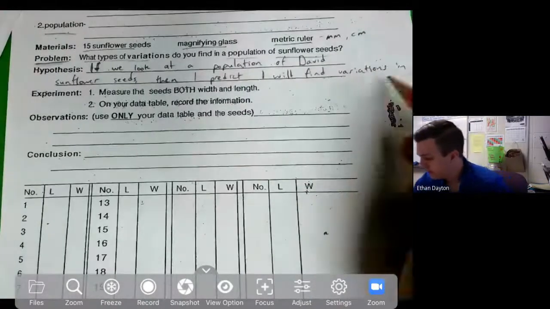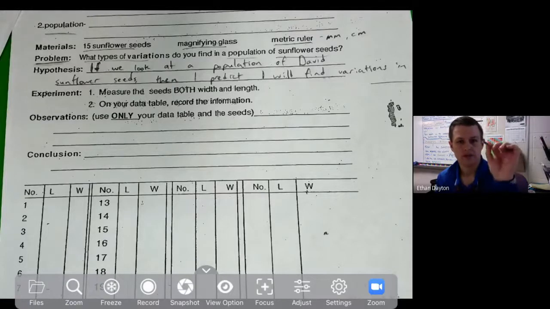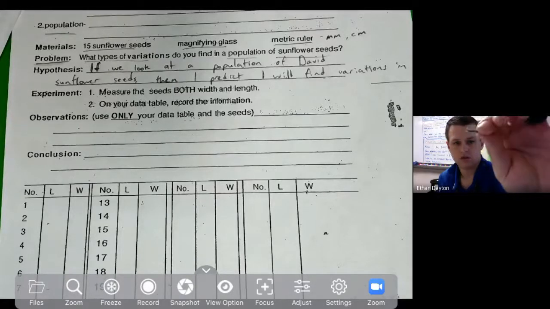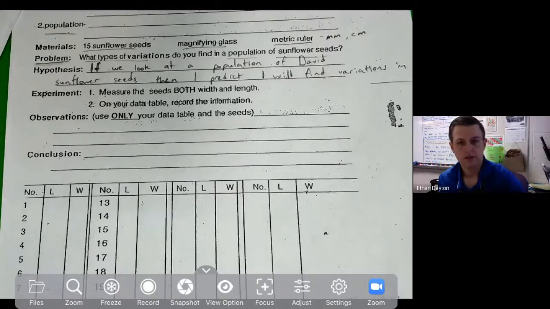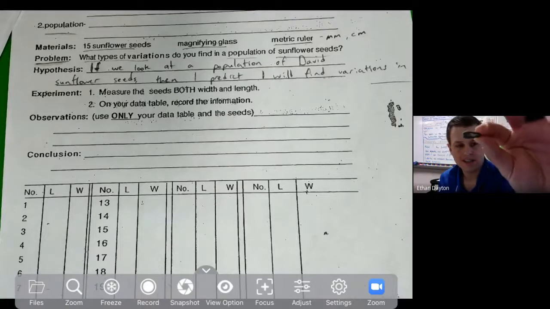Now, keep in mind, you are not actually doing this unless you have sunflower seeds in front of you and a ruler. And there's a point to this lab, okay? There's a point. Sunflowers reproduce, okay? This is their fruit, believe it or not. It is a flowering plant, obviously, and it produces a fruit. The fruit is the carrier for the seed.